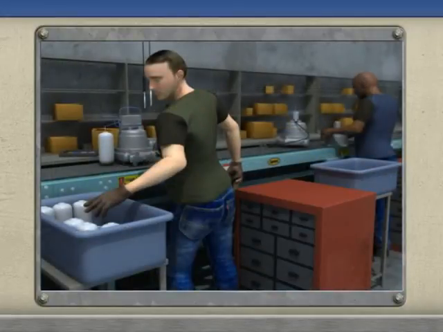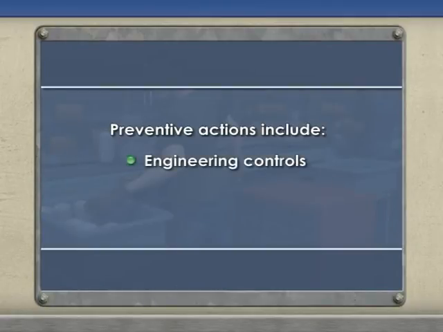There are as many ways to address MSD threats as there are jobs and situations which present them. The actions to prevent MSDs can be classed as either engineering controls or administrative controls. The next sections will examine these preventive measures in more detail.